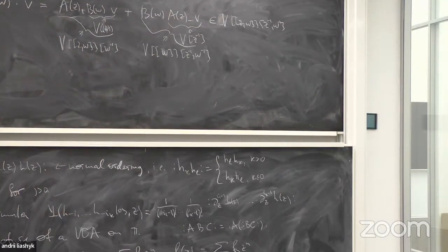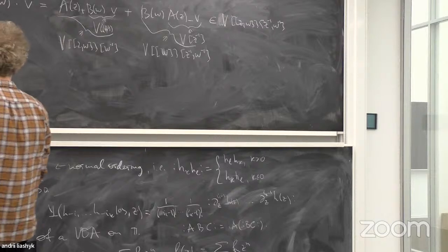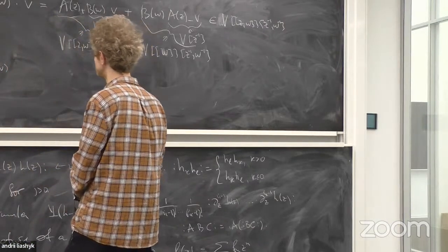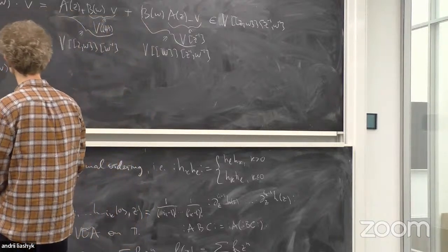Now what about part B? So by definition, if we take like this, so we take A of Z plus B of W.